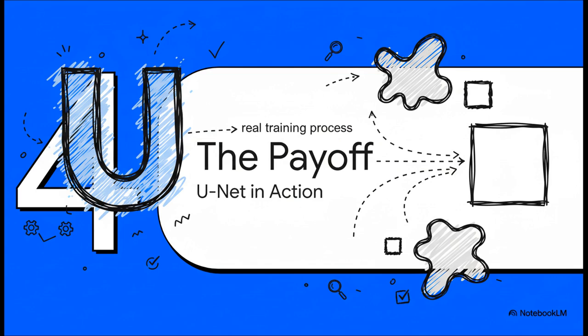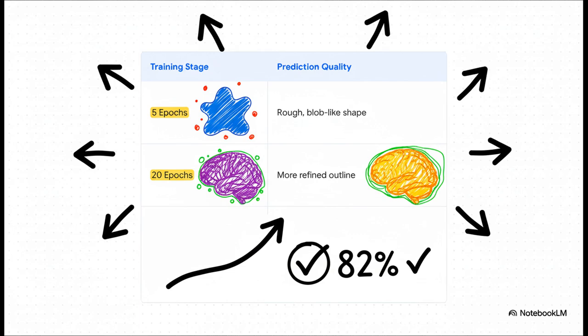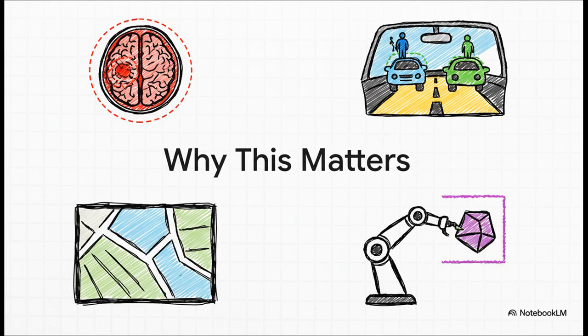Okay, so that's the theory. It sounds awesome on paper, right? But does it actually work? Let's look at the payoff. Let's watch UNET in action as it's actually learning. So check this out. We can actually watch the model get smarter. After just 5 rounds of training, what they call epochs, the prediction is a pretty rough blob. But fast forward to 20 epochs, and whoa, that outline is getting way more refined. And then, after 30 epochs, it's nearly perfect. It's incredibly close to the actual outline. The final model gets over 82% validation accuracy, which is just clear proof that this whole idea works, and it works really well.